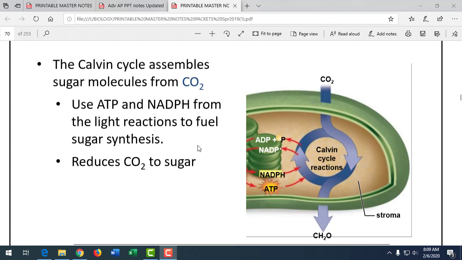And what is the stroma? Do you remember? Yeah, it's like the cytoplasm. It's the liquid inside the chloroplast. So the reason why it occurs there is because there's enzymes in the liquid of the chloroplast, in the stroma, that drive these reactions. Okay, so notice that the Calvin cycle not only uses carbon dioxide, but it uses two other things that the light reactions produced.